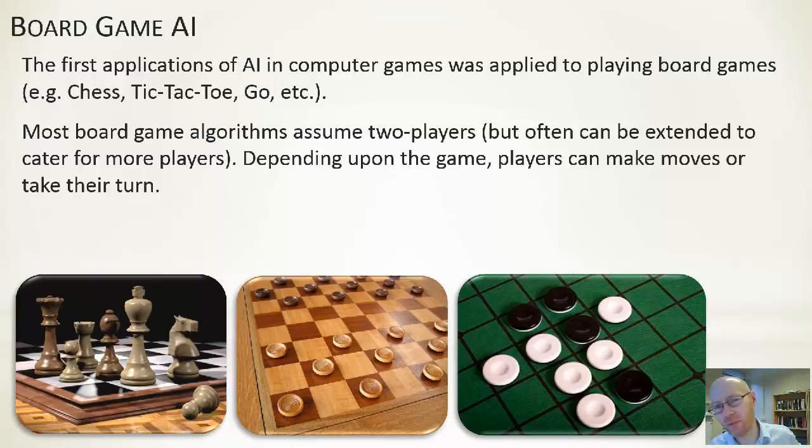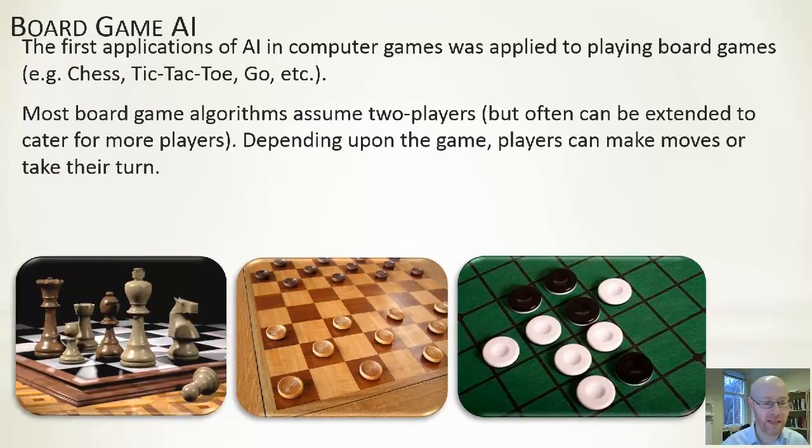Most board games, certainly most classical board games, assume you have two players, not all, but most of them, and you can generally build upon these algorithms to cover for more. Depending on the type of game, most games, a player takes a move or has their turn, and then it swaps about, so it alternates from one player to the next.